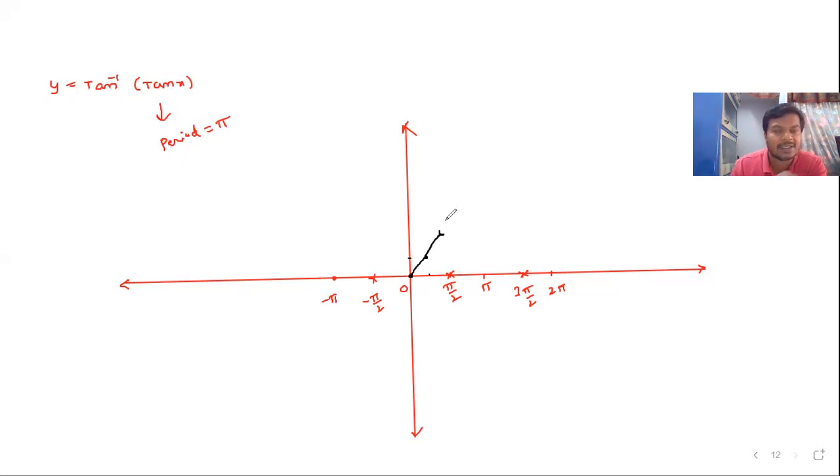And next, when you write 3 pi by 4, then what happens? Y equal to tan inverse of tan 3 pi by 4. Here I am going to substitute. That is y equal to tan inverse of minus 1. That means y value is minus pi by 4. So here it is, right? Next pi, 0, and then it extends like this.